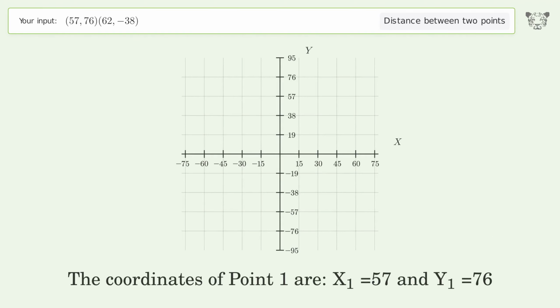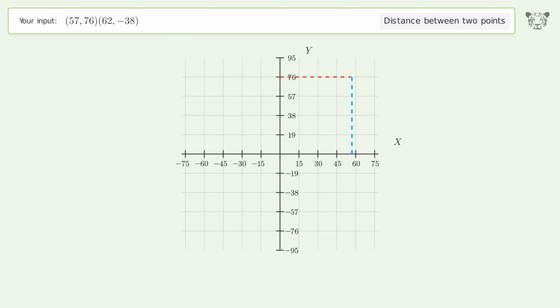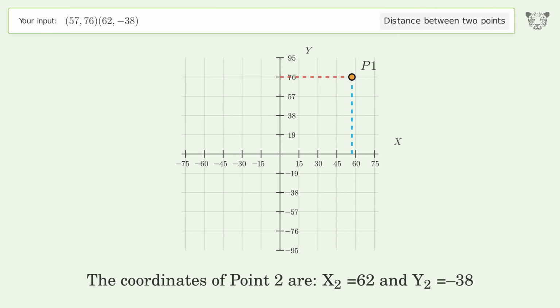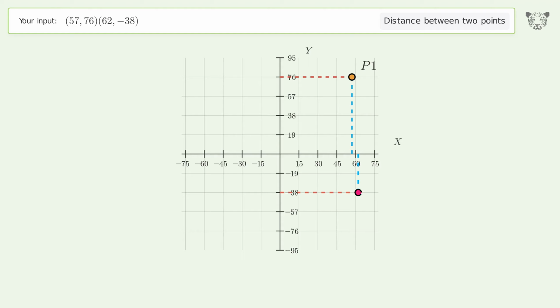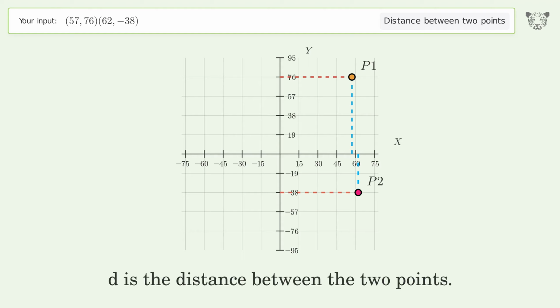The coordinates of point 1 are, x1 equals 57 and y1 equals 76. The coordinates of point 2 are, x2 equals 62 and y2 equals -38. D is the distance between the 2 points.